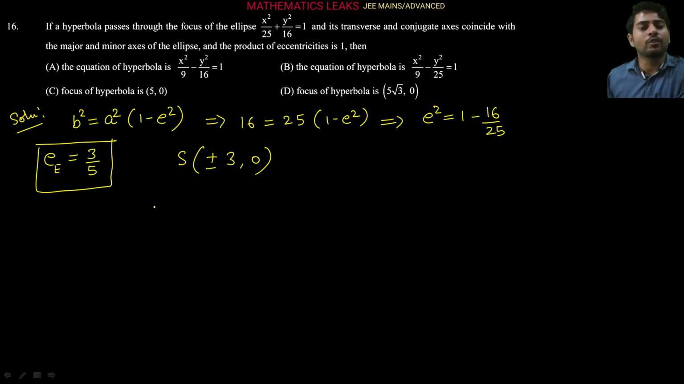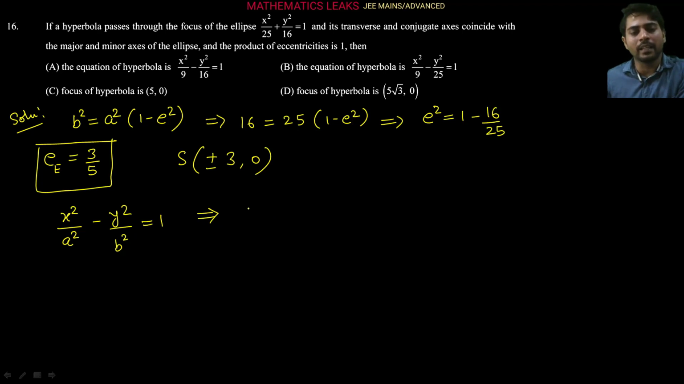Now any general equation of the hyperbola in standard form I am writing: x square upon a square minus y square upon b square is equals to 1. Since this hyperbola is passing through the point plus minus 3 comma 0, this point must satisfy this equation. So we are getting 9 by a square minus 0 by b square is equals to 1. So we can say directly 9 by a square is equals to 1. So it means a square is equals to 9. So we are getting a square is equals to 9.